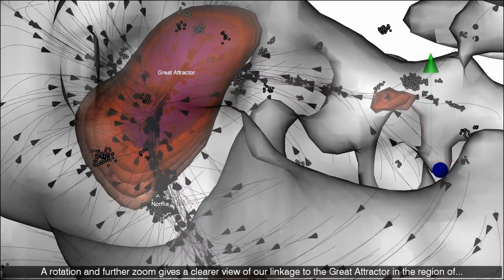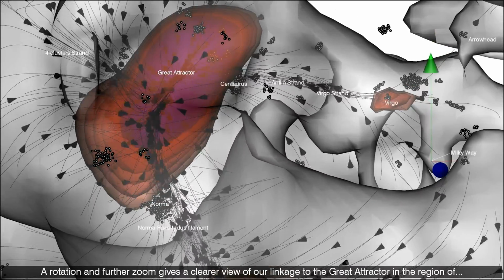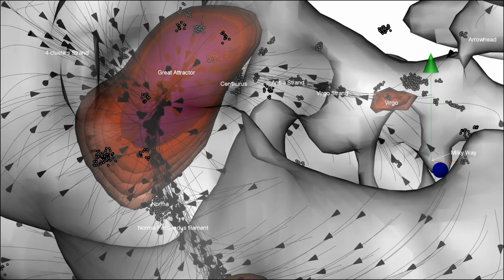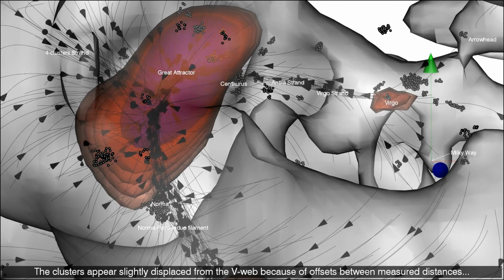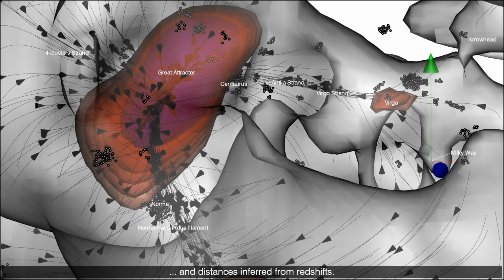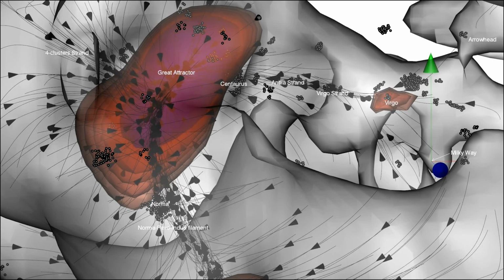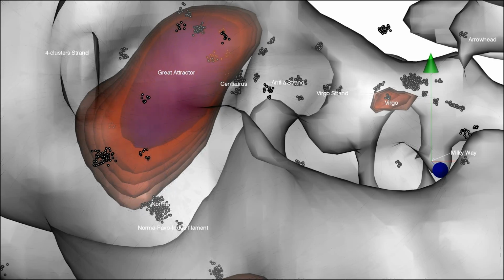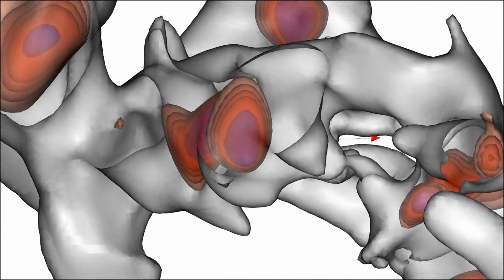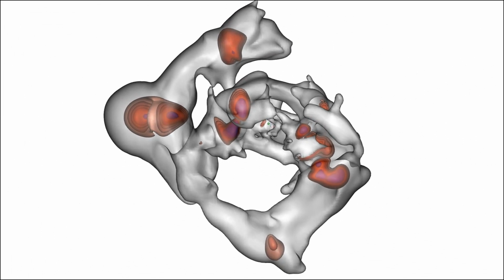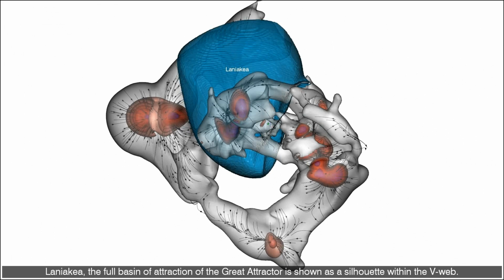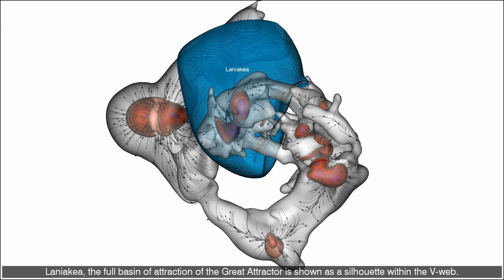A rotation and further zoom gives a clearer view of our linkage to the Great Attractor in the region of the Centaurus and Norma clusters. The clusters appear slightly displaced from the V-web because of offsets between measured distances and distances inferred from redshifts. Laniakea, the full basin of attraction of the Great Attractor, is shown as a silhouette within the V-web.